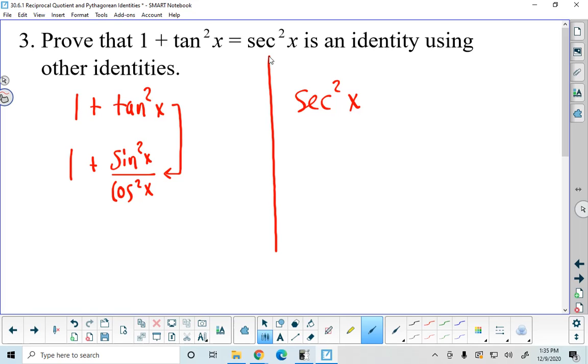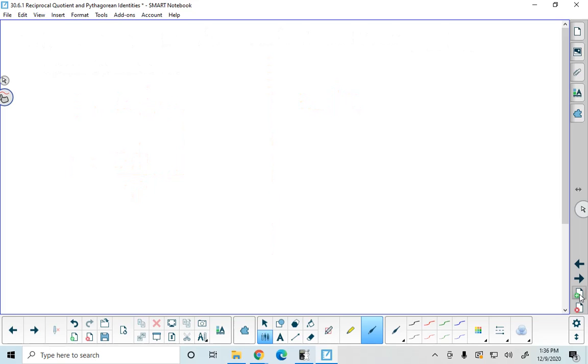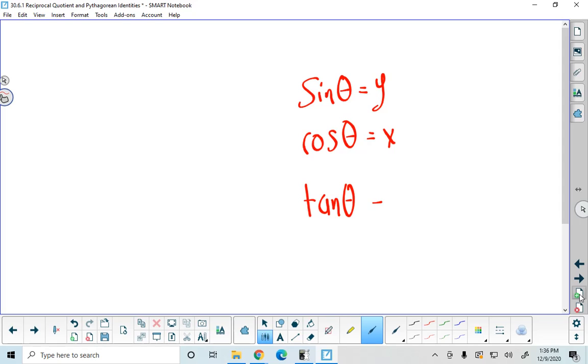Okay, so here's Chloe's response. Chloe said sine of theta is y and cos of theta is x and tan of theta is y over x. So what Chloe has said is, since I'm going to write this out so everybody can see it so you don't have to look at the chat, what Chloe has said, and it's perfect, is that sine of theta on the unit circle is y, cos of theta on the unit circle is x. You're told that tan of theta is y over x, but y is sine of theta and x is cos of theta.